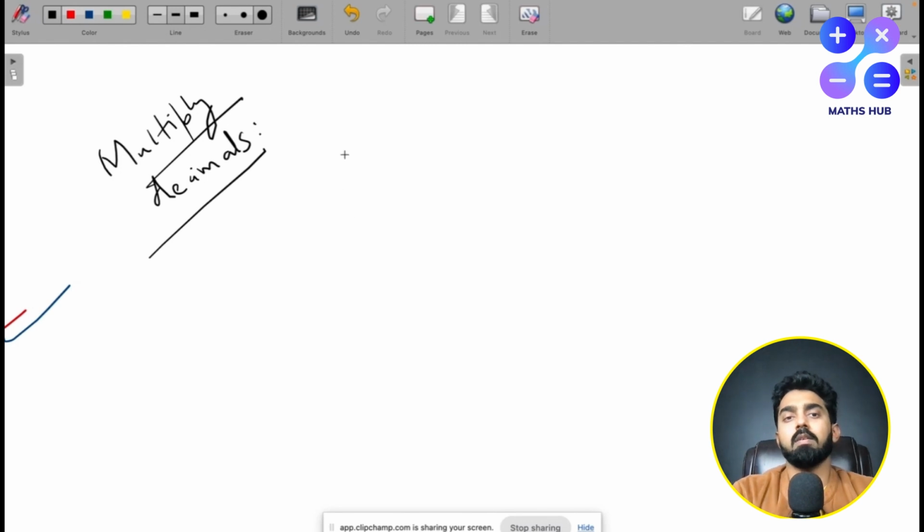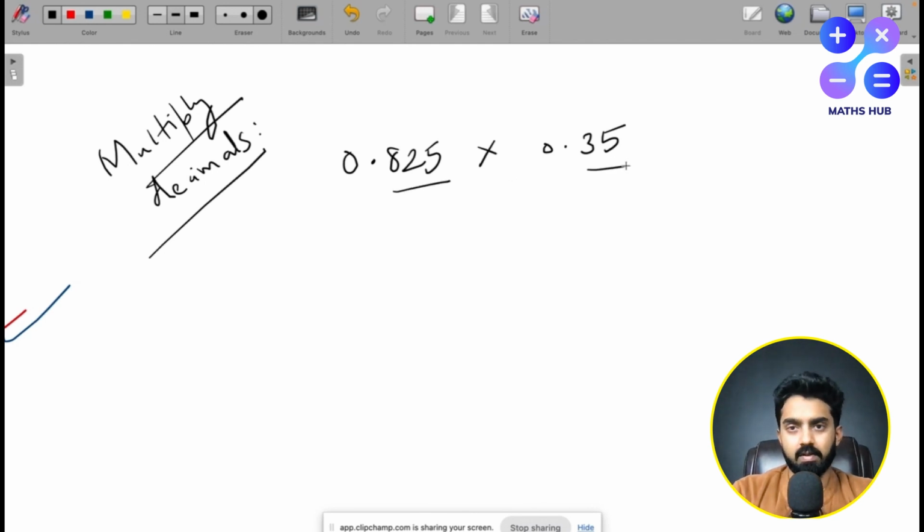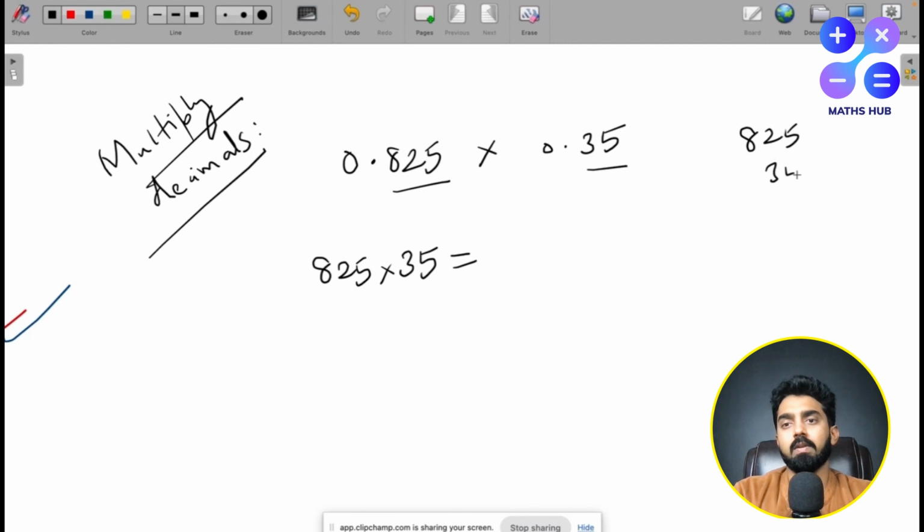The biggest trick is, let's say you take two numbers, 0.825 and you want to multiply that with 0.35. Now the biggest trick is to just look at the numbers first and forget about the decimal points. So you multiply 825 with 35 and then worry about the decimals later. So you first multiply these two: 825 and 35.